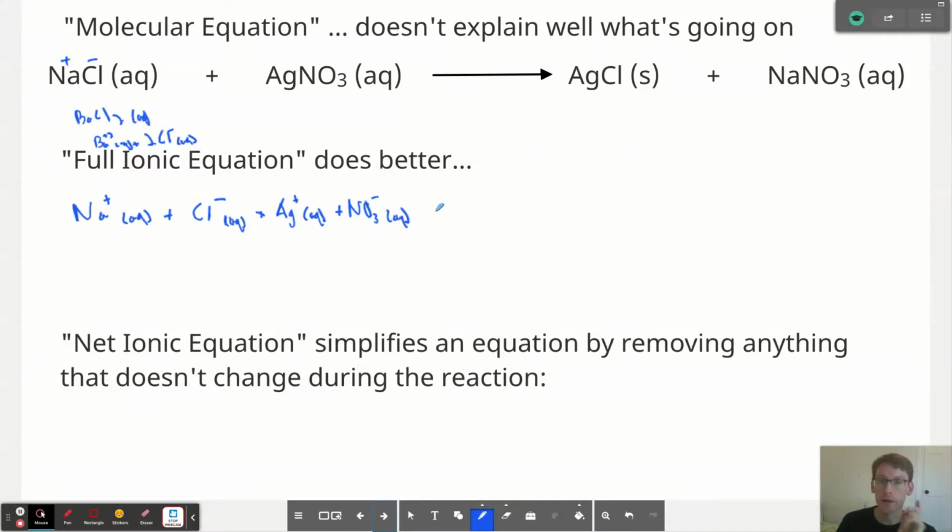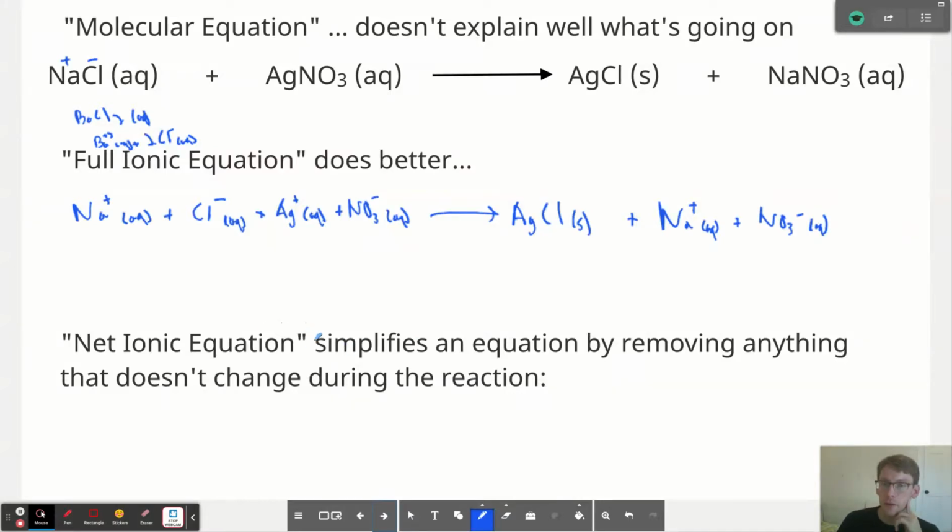Anyway, moving on to the other side, we know that silver chloride is a solid, so actually, since it's all sticking together, I show it like this. I don't separate it as separate ions, but with the sodium and nitrate, I do have to separate them. So Na plus aqueous plus NO3 minus aqueous.